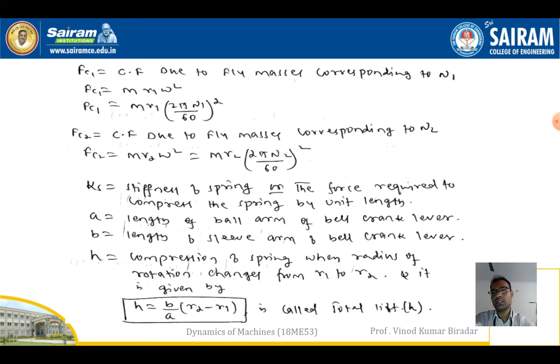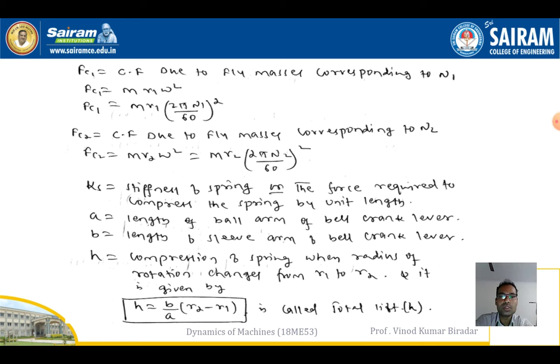Along with that, fc1 is the centrifugal force, the controlling force with the fly masses corresponding to the minimum speed n1, and its formula is m r1 omega square. Omega is equal to 2 pi n by 60. We studied this in an earlier semester. So substituting, these are the two formulas of centrifugal force at the ball. Similarly fc2, wherever there is 1 you just put 2. Centrifugal force due to the fly masses corresponding to n2, the maximum speed, same formula: fc2 is equal to m r2 omega square, which is m r2 times 2 pi n2 by 60, whole square.